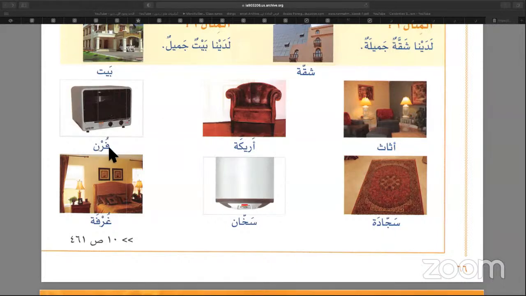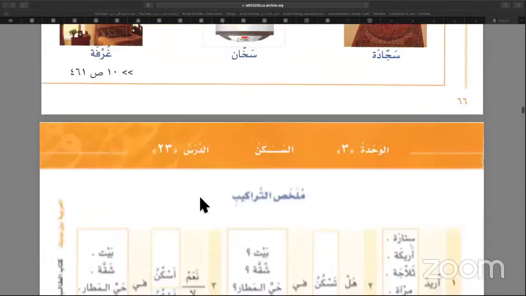Amira, say لدينا فرن جميل. We have a beautiful oven. Say it. Yes, you do have a beautiful oven. Great job. Okay, next one for Fatima. لدينا غرفة جميلة. We have a beautiful room. Good. Okay. All right, moving on.